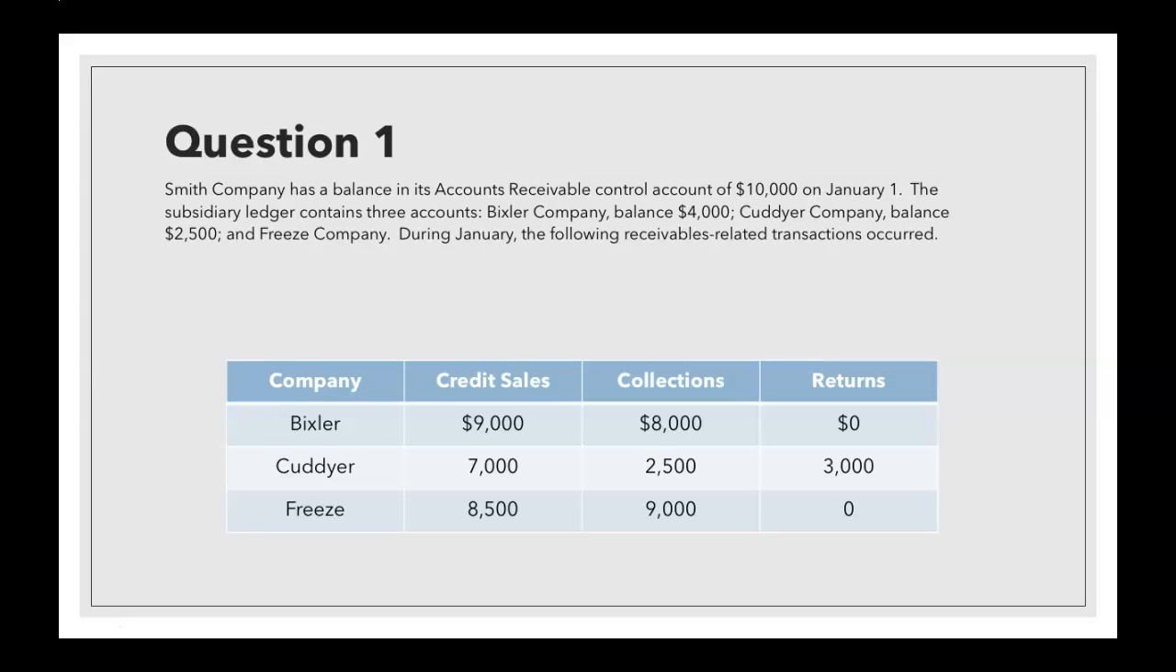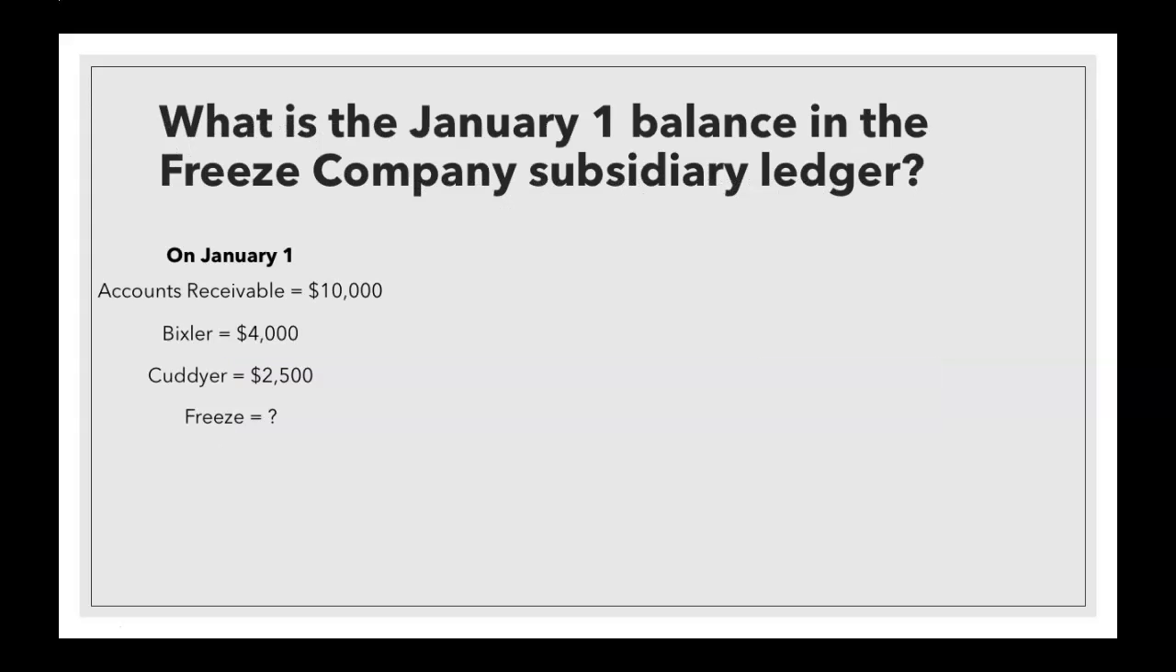During January, the following receivables-related transactions occurred. So we're given credit sales, collections, and return information for each Bixler, Kadire, and Freeze. The first part of this problem is figuring out the January 1st balance in the Freeze Company subsidiary ledger. The way that we're going to do this is the sum of all of our subsidiaries needs to equal the control account. We're given the Bixler and the Kadire balances, and then we're given the balance in our accounts receivable control account.